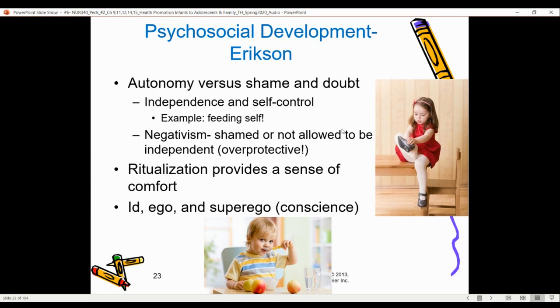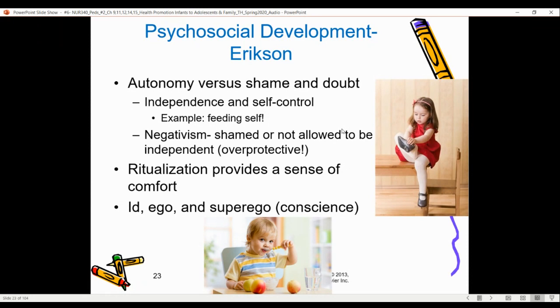And the parents that are saying things like, well, you're no good at this, you make a mess every time, it takes too long, are going to put them into that shame and doubt category. Also, if they're being overprotective and never letting them do it themselves, like, oh, I can do this for you, you can't do it yet, I can do it for you, they're not letting them develop those skills independently. So again, shame and doubt. So they have to let their child make a mess.